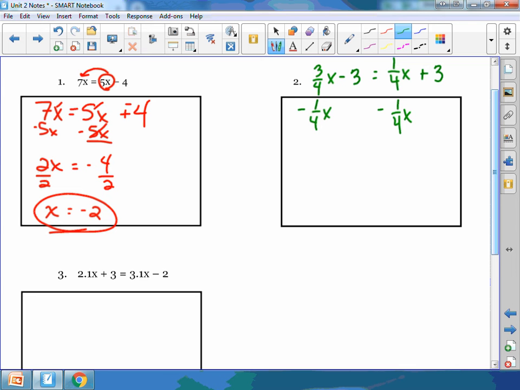Quinn? Good. This becomes 2/4 x, which he reduced appropriately to 1/2 x, minus 3. These cancel, and you still have a positive 3 here. Now it's a 2-step equation from here. So what's the next step? Go ahead, Quinn. Yeah. Add 3. And you get 1/2 x equals 6.